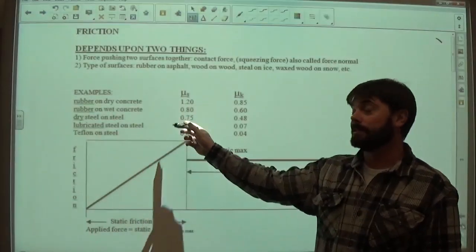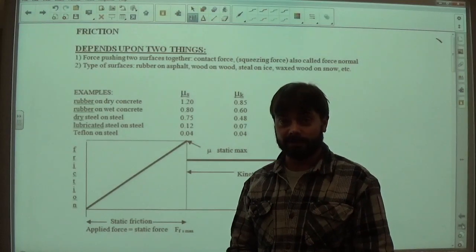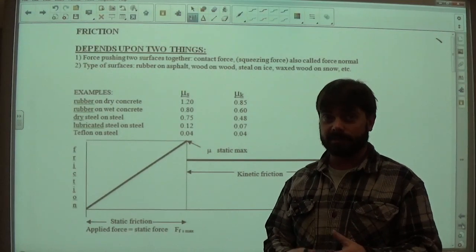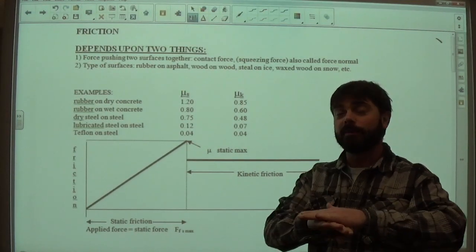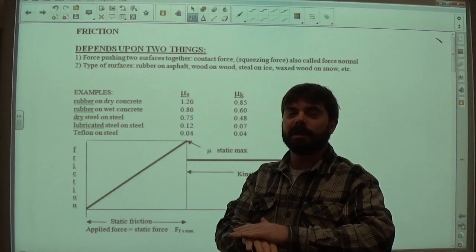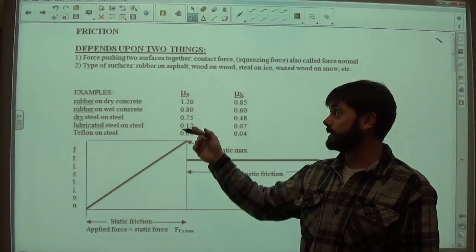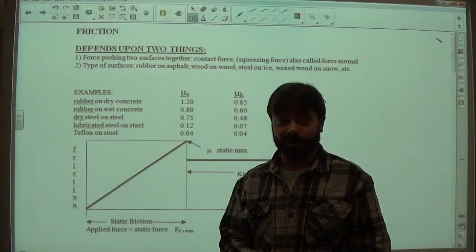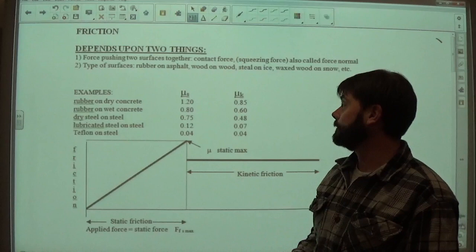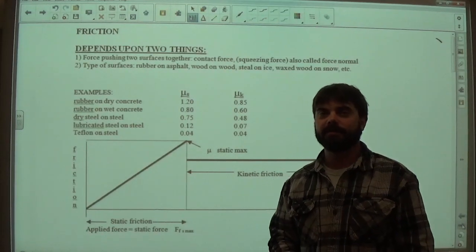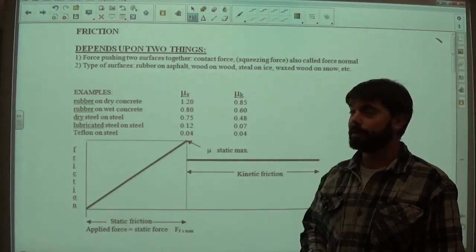Rubber on wet concrete, so assuming you're driving on a day when it's raining outside, or you're walking across a surface that is covered with water. The static mu now, from a dead stop, how much force it would take to get it to move, goes all the way down to 0.8, and the amount of force it would take to keep an object moving at that rate, once it's already in motion, is 0.6.